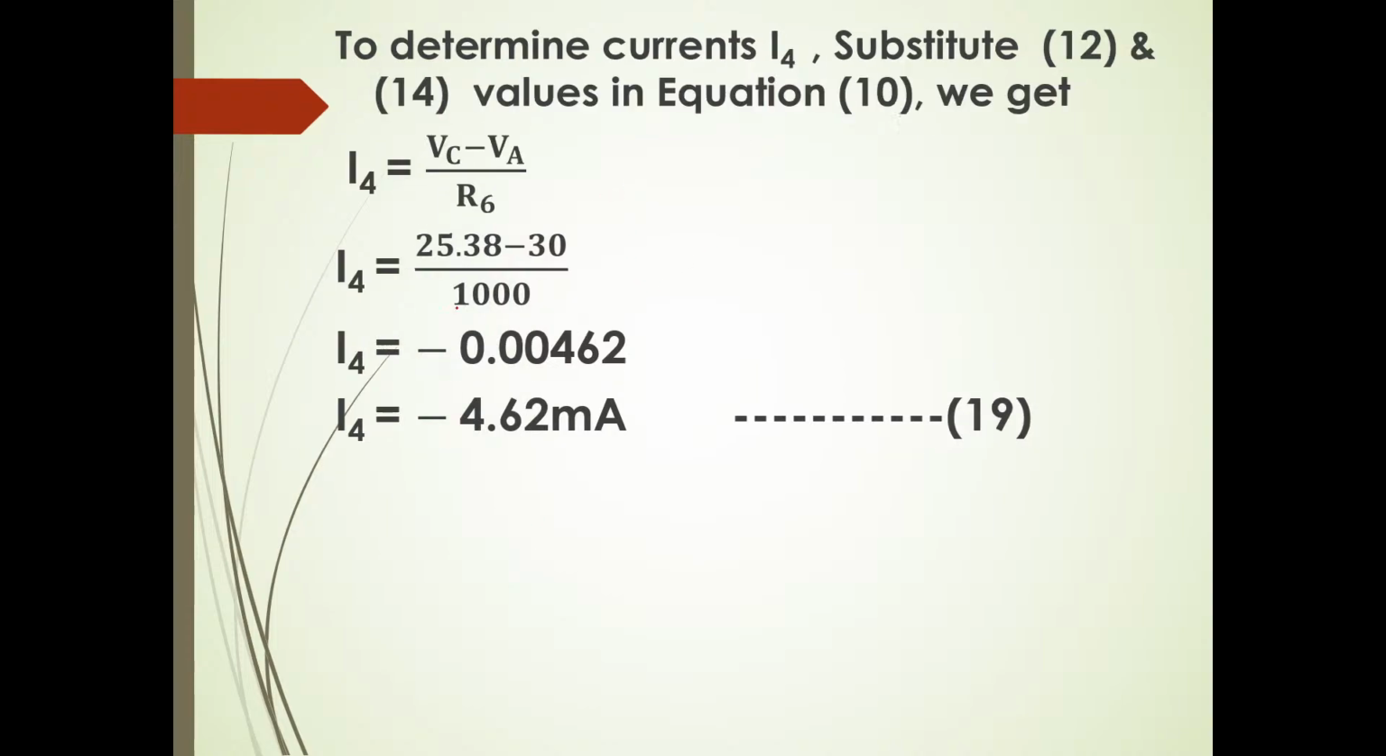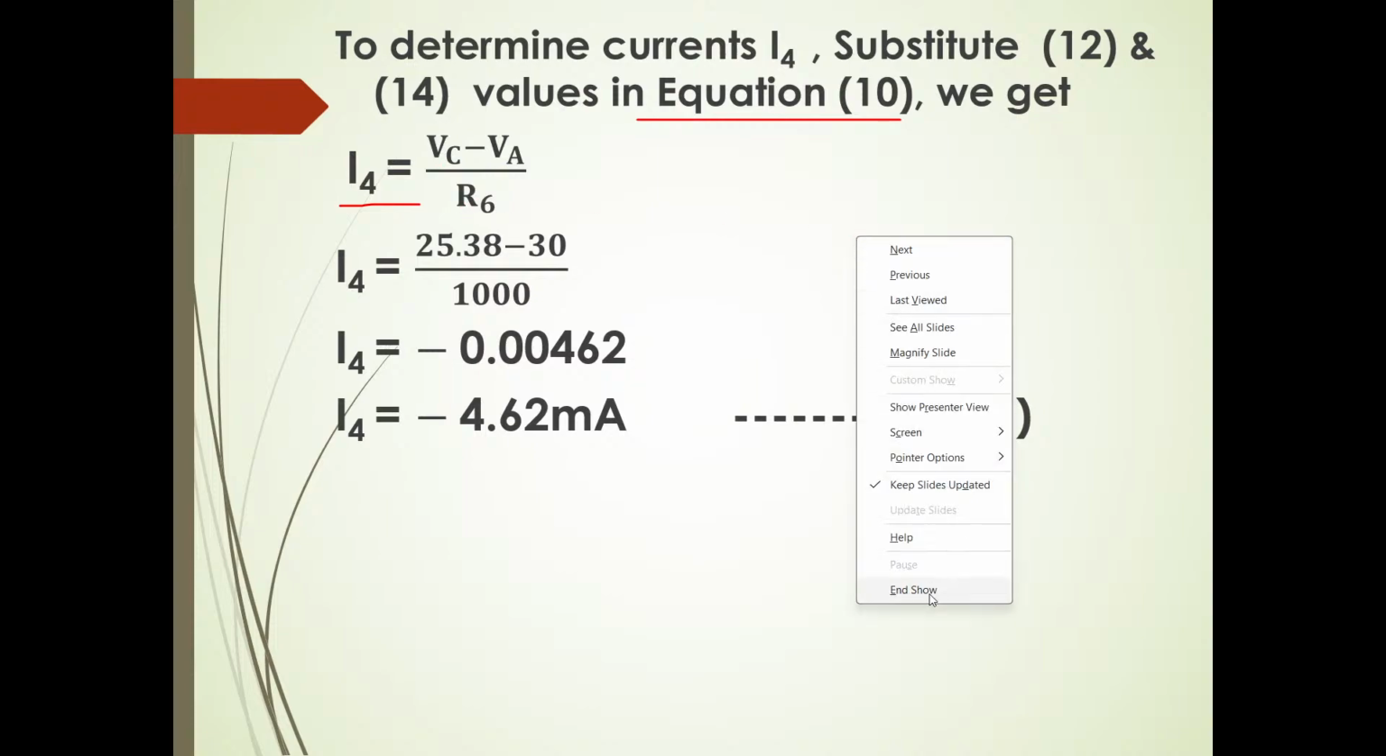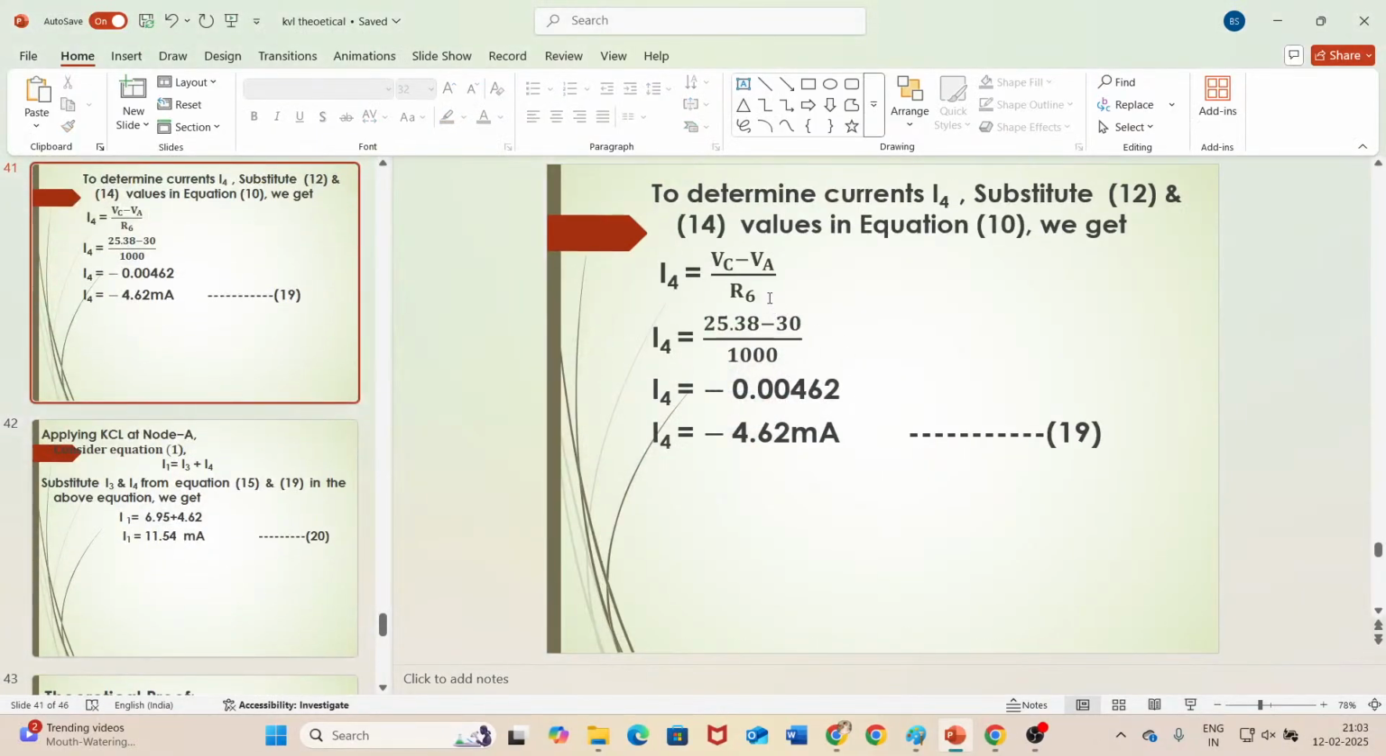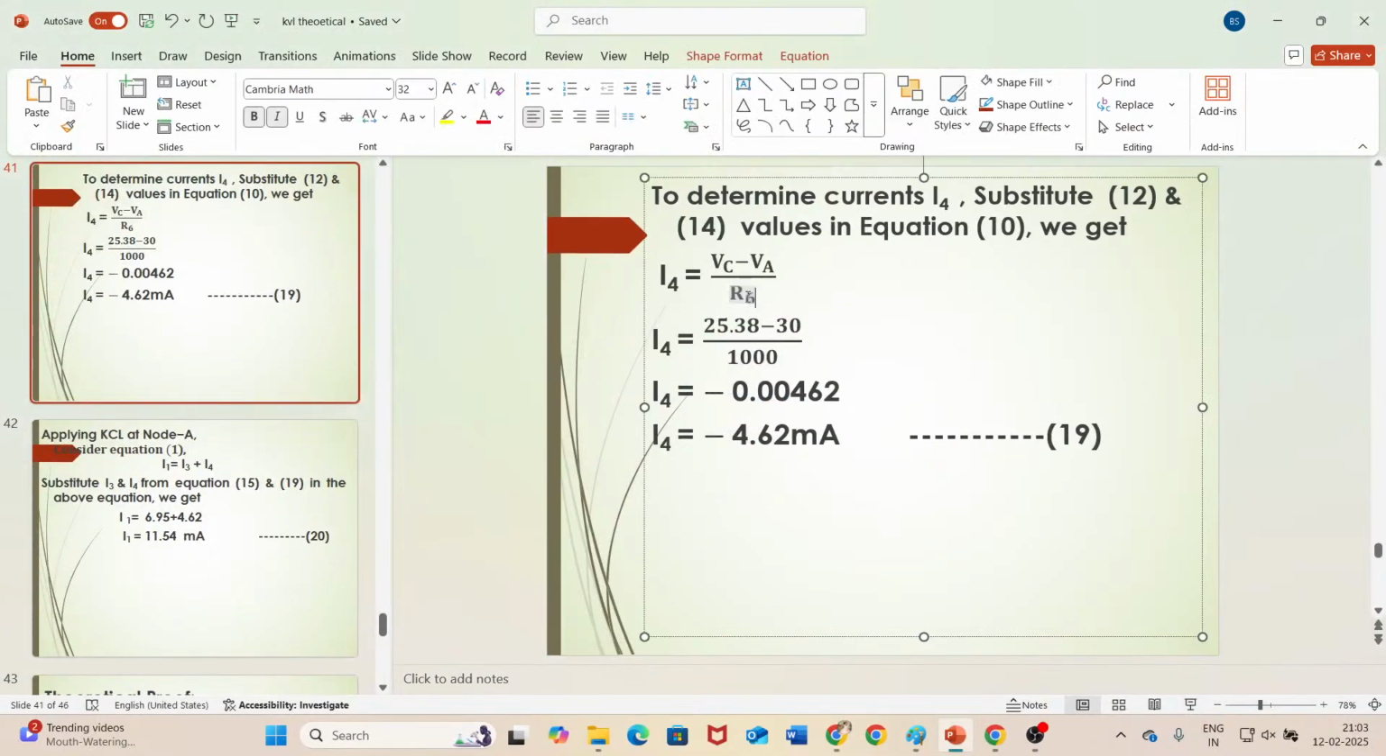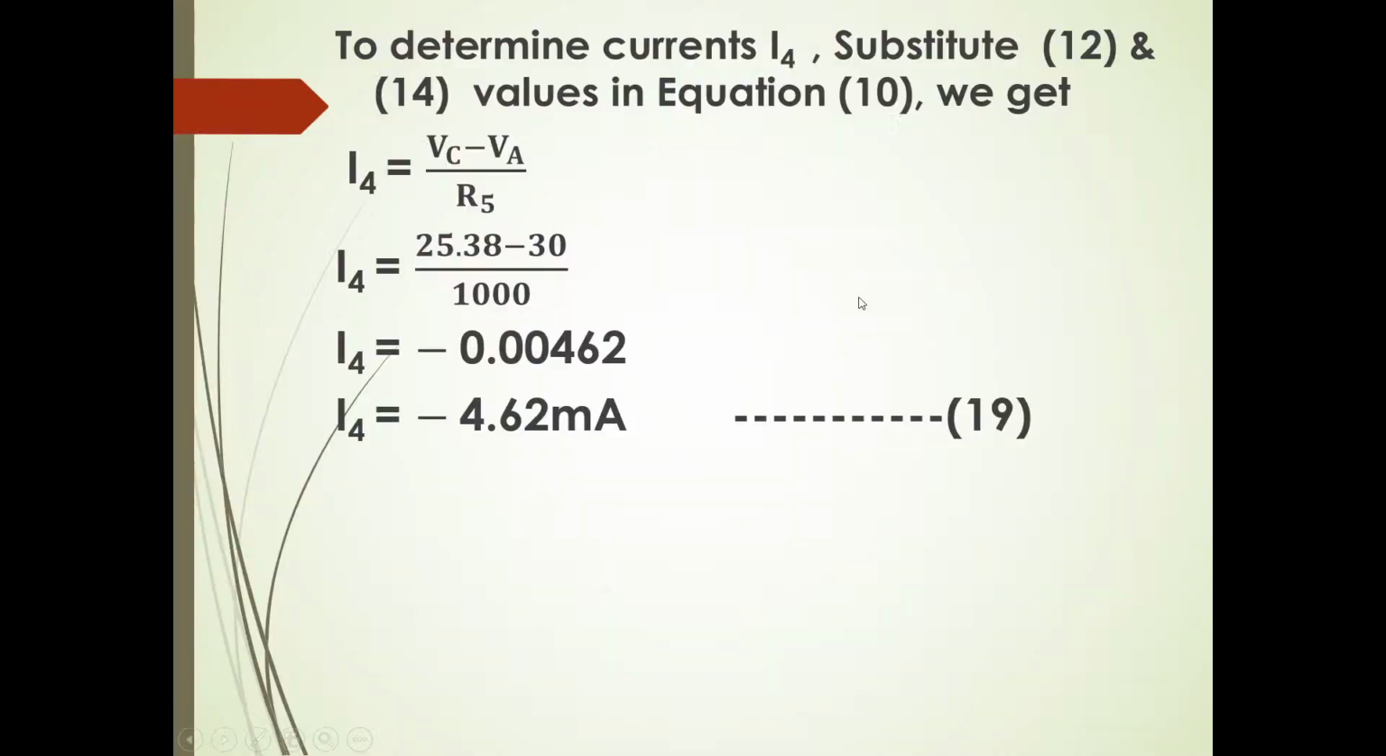Okay, now let us determine the I4 current. What is the I4 current equation? I think it was equation number 10. So what is I4? I4 is equal to Vc minus Va by R5. Once again, same thing, I might have copied. Earlier I wrote R6, but it was not R6, it was R5. So by mistake I wrote R6. So I4 is Vc minus Va by R5.